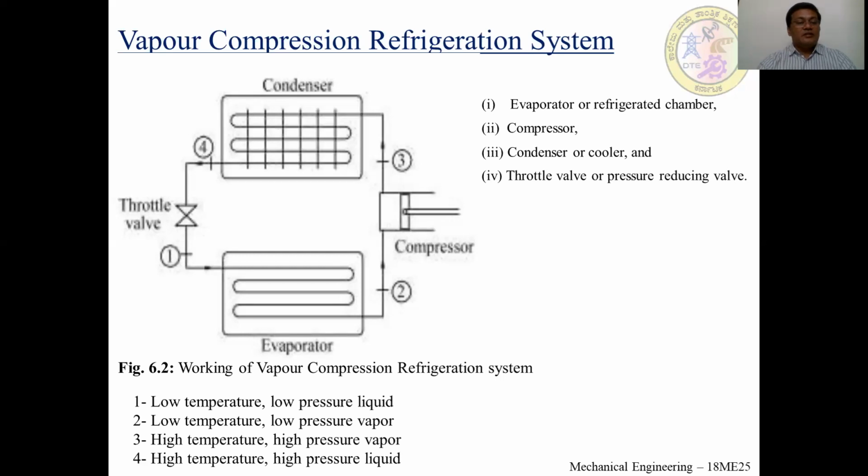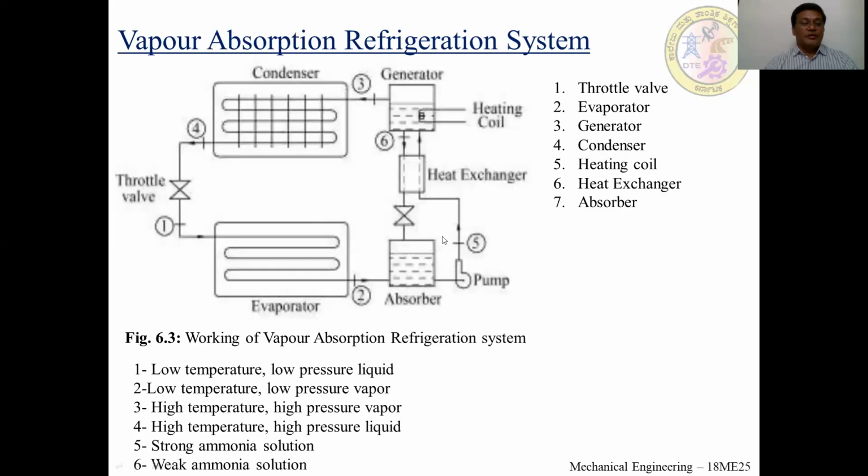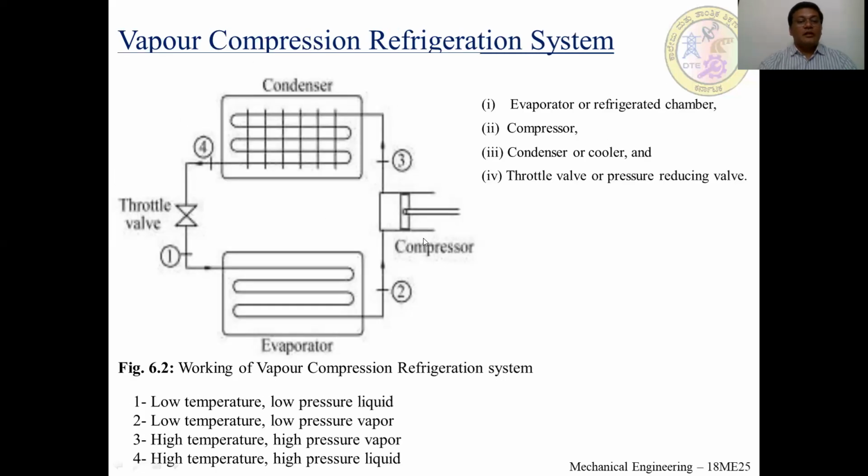Once it enters the evaporator, due to variation in the latent heat, there is a change in phase. It converts from liquid to vapor in the evaporator. So at state point two, after evaporation, we have low temperature, low pressure vapor. And this low temperature, low pressure vapor is sent to the compressor, where the pressure and temperature of the refrigerant increase.